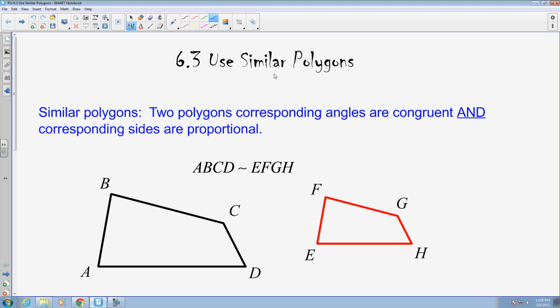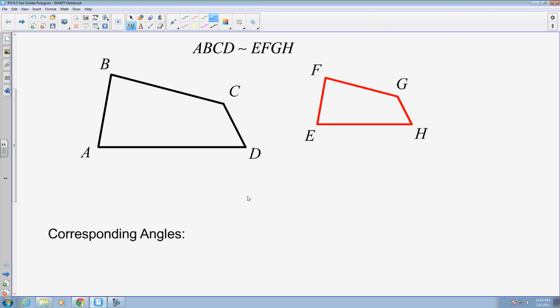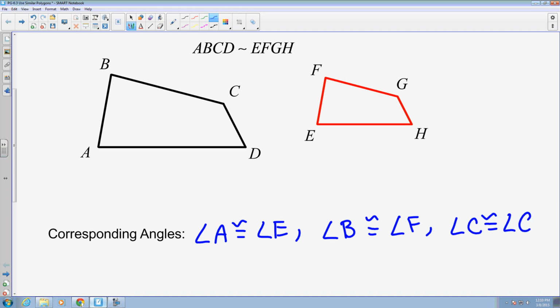So, same rules apply. When you look at the statement that they give us, we have to make sure that the order of the angles meets with the order and how it's placed in the similarity statement. So first off, I have corresponding angles. The first letter is A, so that means angle A is going to be congruent to the first letter in the second polygon, which is angle E. And keep on going, angle B is going to be congruent to angle F, and then angle C is going to be congruent to angle G, and then finally angle D is going to be congruent to angle H.